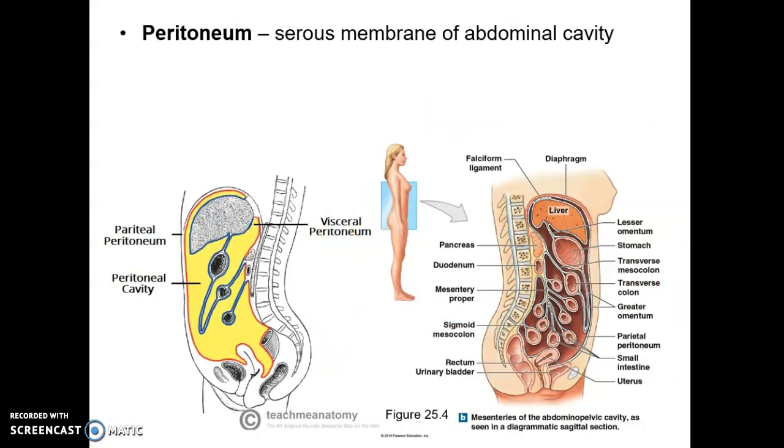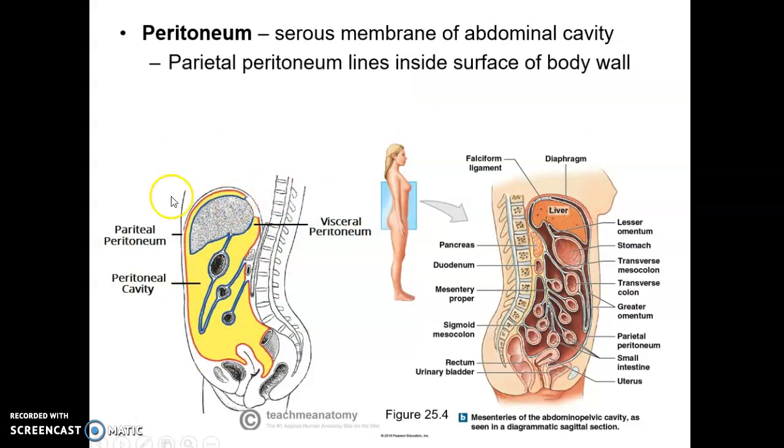Okay, so let's get on to membranes. So the peritoneum, the serous membrane of your abdominal cavity, abdominal pelvic area. You remember membranes have two layers. There's the parietal and the visceral layer. So the parietal peritoneum lines the inside surface of the body, and that's here color-coded in red for you.